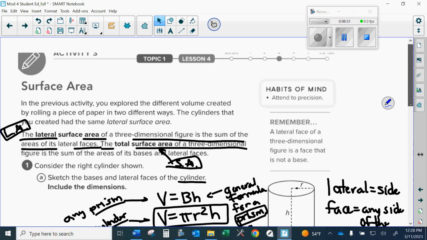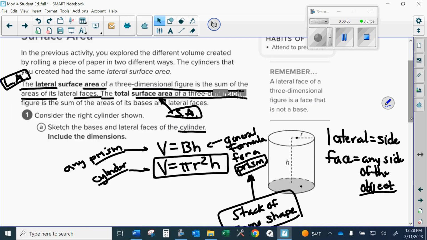Okay, surface area now. The lateral surface area of a 3-dimensional figure is the sum of the areas of its lateral faces. Notice it calls it lateral surface area. No book calls it lateral surface. It's called lateral area. That's why you didn't see me underline that. LA for lateral area. That's what's in all books. Surface area, they call it total surface area. Again, you don't call it that. You just call it surface area, SA. This is the only book that calls it this.